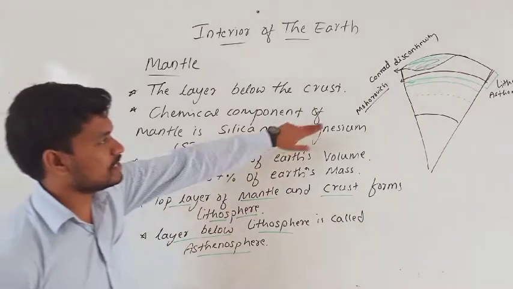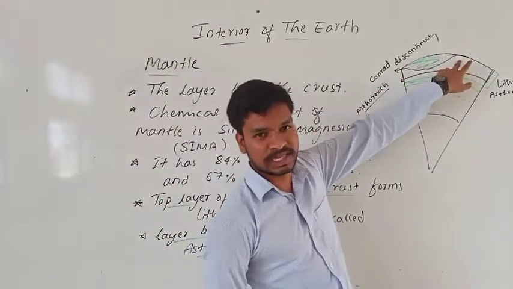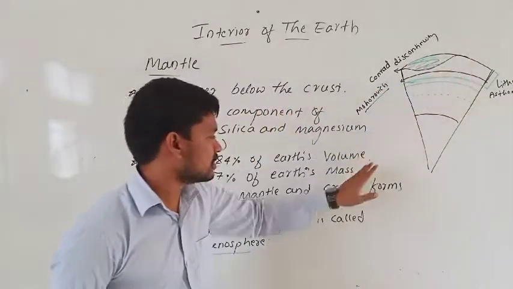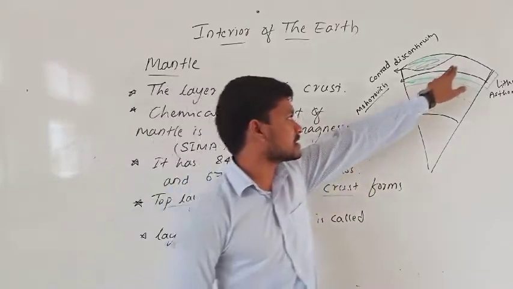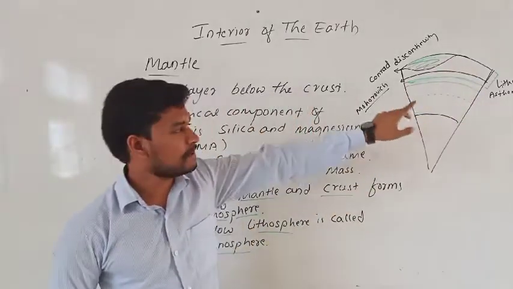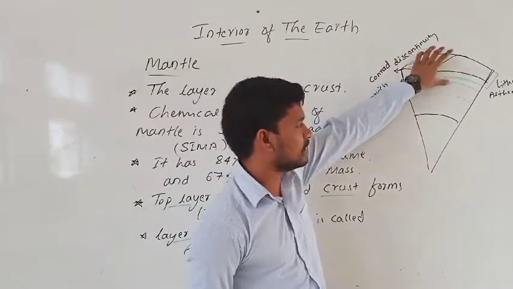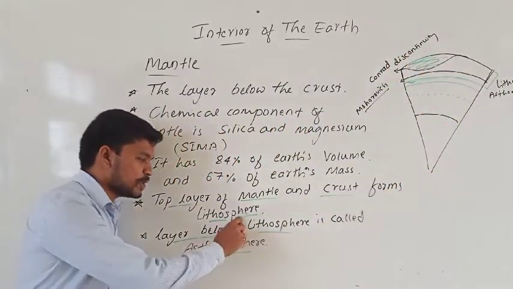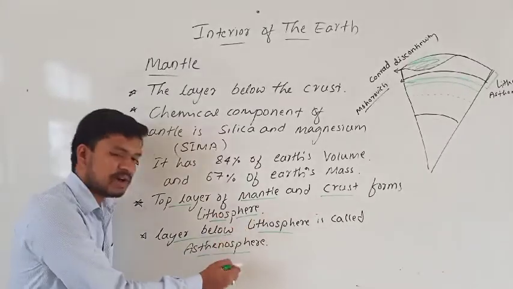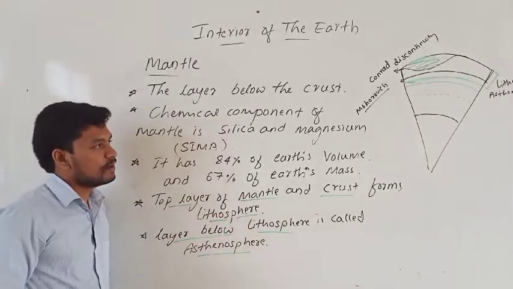So in the last class we discussed the crust, its mass, volume and thickness. Now it's about the mantle. The upper layer of the mantle plus the crust is called the lithosphere, and below the lithosphere we have the asthenosphere.